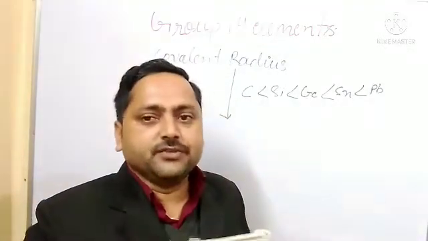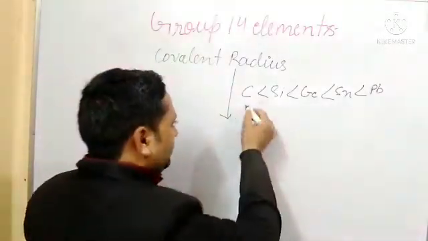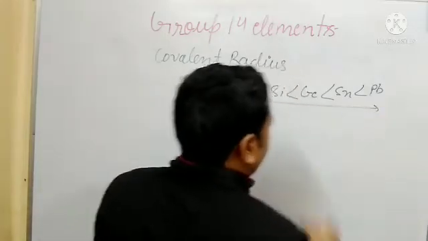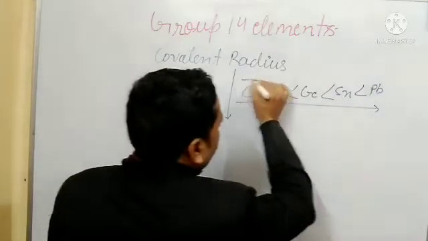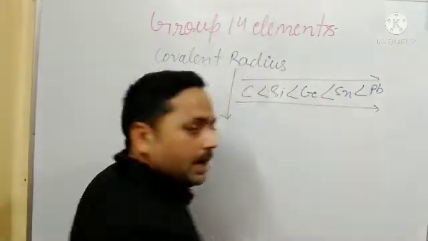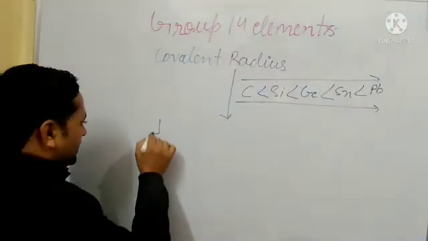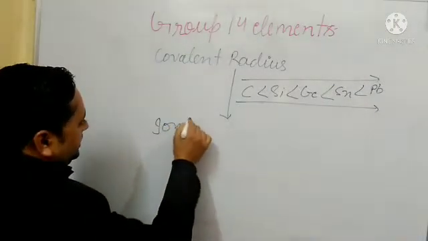So overall, the effect of d and f orbitals is not so much in the case of covalent radius, and covalent radius increases down the group. Next, we see the second point, ionization potential.